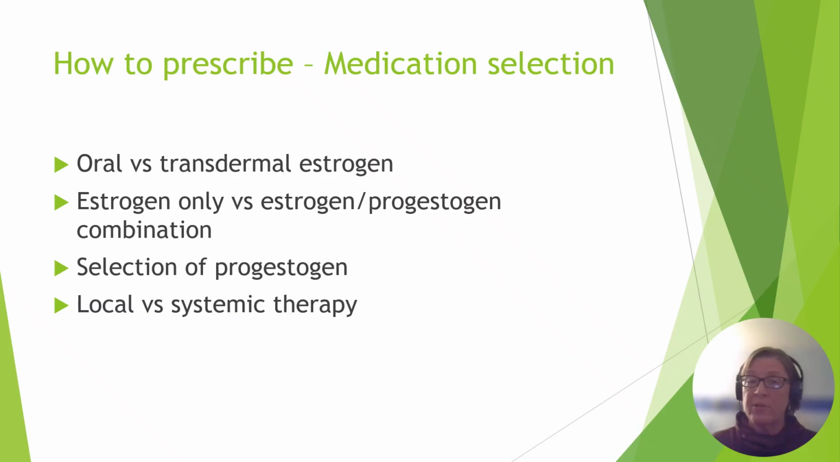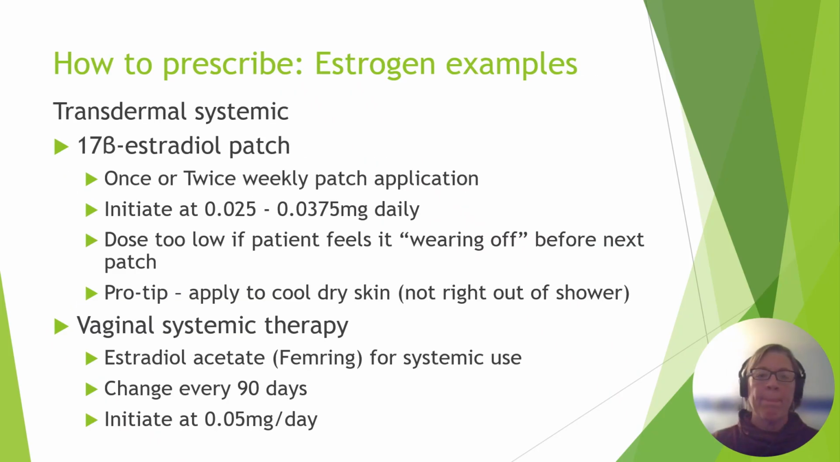Are we going to do estrogen only or an estrogen-progestogen combination? And we'll talk about that. We need to select which kind of a progestogen we're going to use, and are we going to do local versus systemic therapy? Well, we've already talked about local therapy, so now we're going to be talking about systemic. So here are some basic estrogen products just to kind of have on your quick select list on Epic or however you like to do these things.